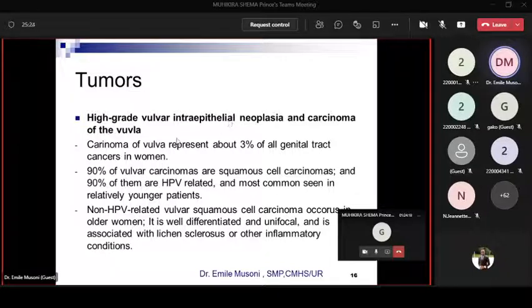There are some tumors, like high-grade vulvar intraepithelial neoplasia or carcinoma. The most common carcinoma is the squamous cell carcinoma of the vulva. 90% of them are squamous cell carcinoma, and they are related to HPV.